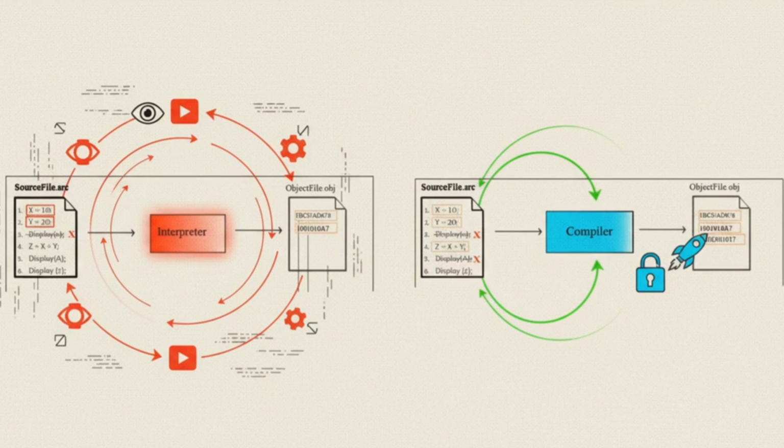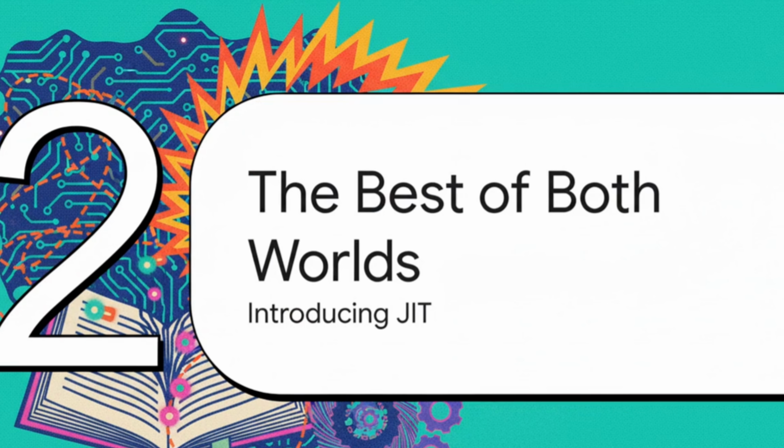And you can really see that difference here. The interpreter on the left is stuck in this constant loop. Read a line, do the thing, read the next line. But the compiler on the right, it does its job once, creating this totally separate, optimized program that the computer can just run directly. So for a long time, developers were stuck with this choice. Did they want the easy flexibility of an interpreter or the raw speed of a compiler? But what if you didn't have to choose?